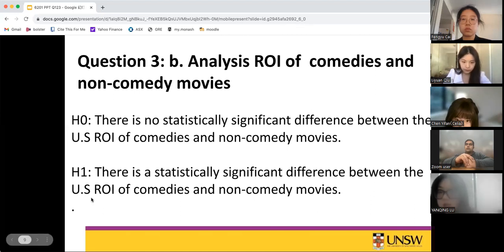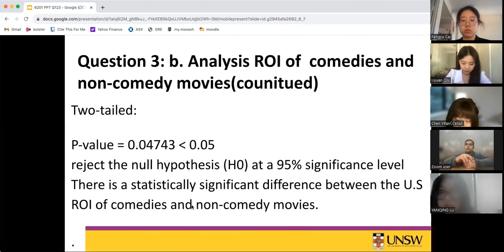This means that, based on the data provided at a 95% level of confidence, there is indeed a significant difference in ROI between comedy and non-comedy films in the United States. Next, please. This data provides strong enough evidence to confirm the noteworthy difference.